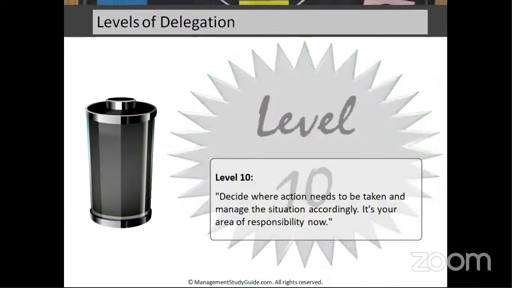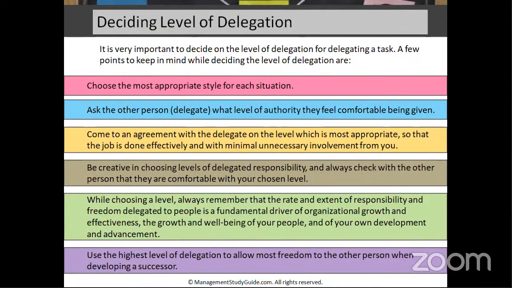In the final level, level 10, decide where actions need to be taken and manage the situation accordingly. It is your area of responsibility now. So if you check on all we've done, we have been able to grow from level 1, where we had no freedom, to an area where we have all the freedom. Okay, so delegation is a process.